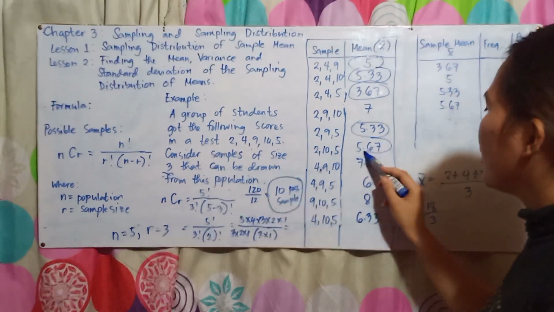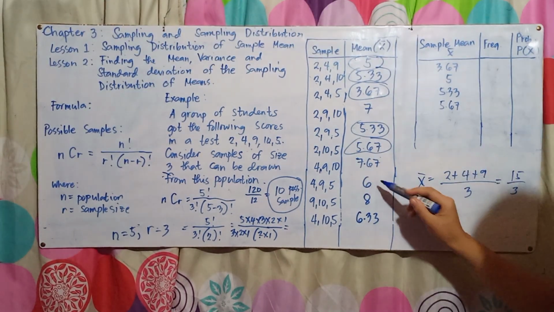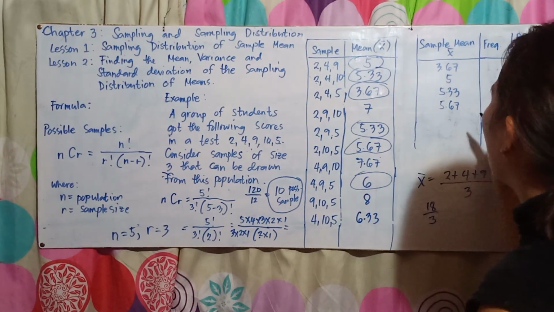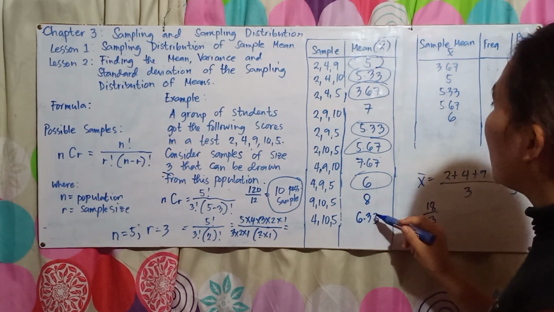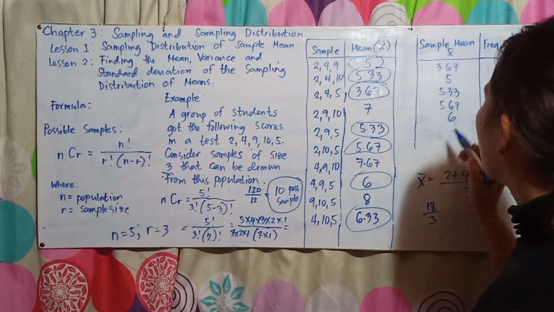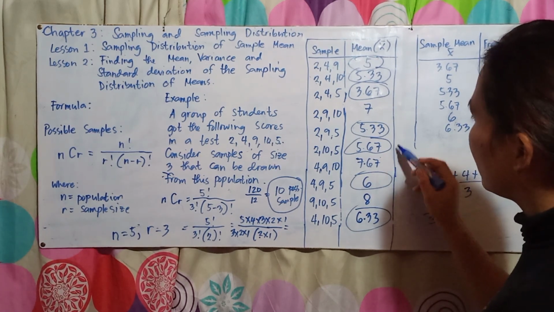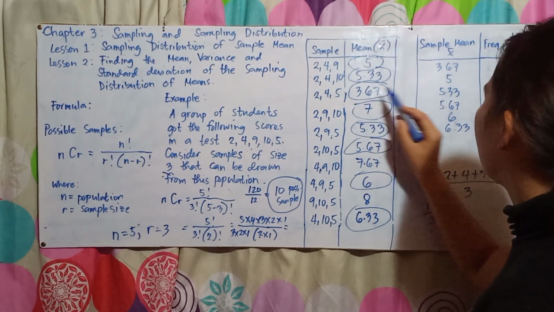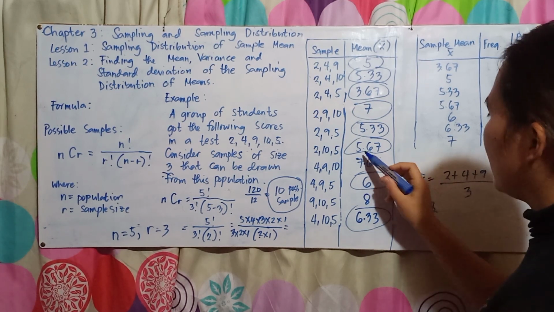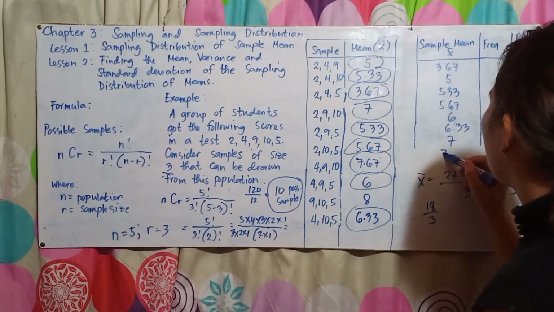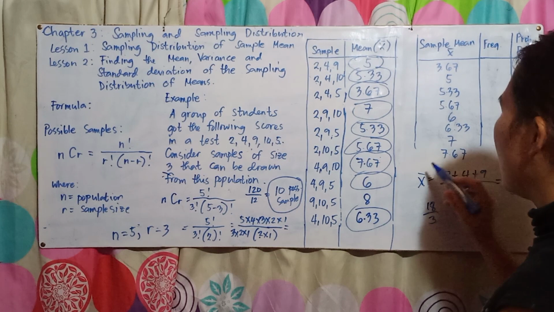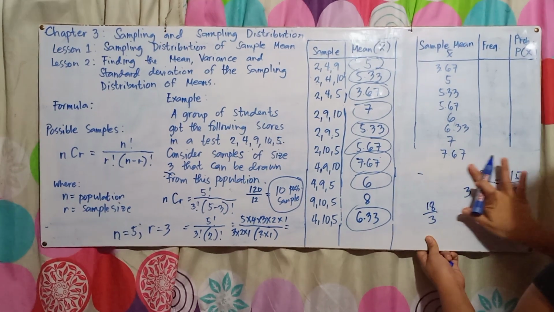Next, 5.67, then 6. Followed by 6, then 6.33, then 7, then 7.67, plus 8.